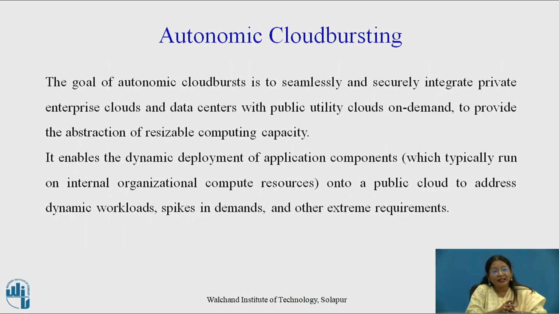Now let us see what is autonomic cloud bursting, which is an important feature. The goal of autonomic cloud bursting is to seamlessly and securely integrate private enterprise clouds and data centers with public utility clouds on demand. What is the purpose of this? To provide the abstraction of resizable computing capability. It enables the dynamic deployment of application components onto a public cloud to address dynamic workload, spikes in demand and other extreme requirements.